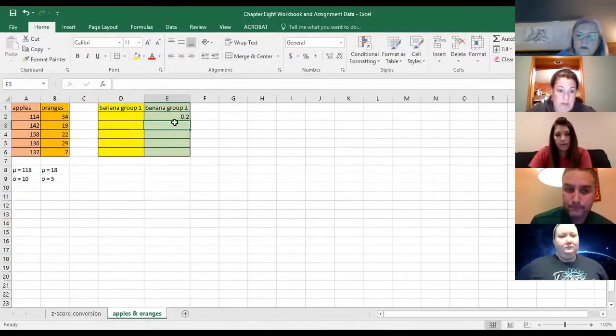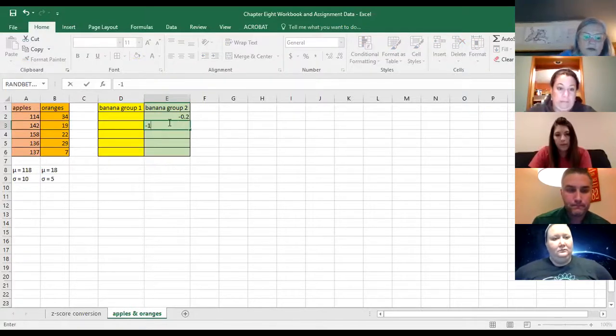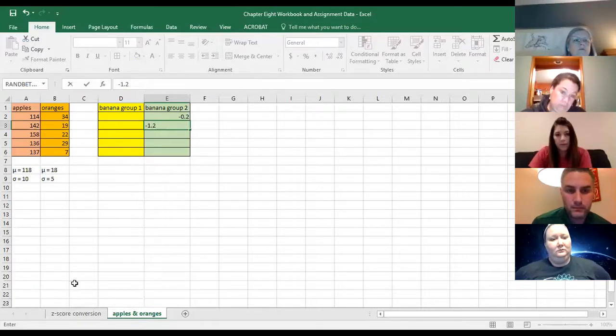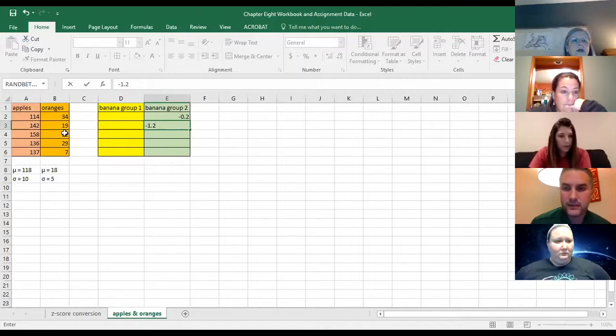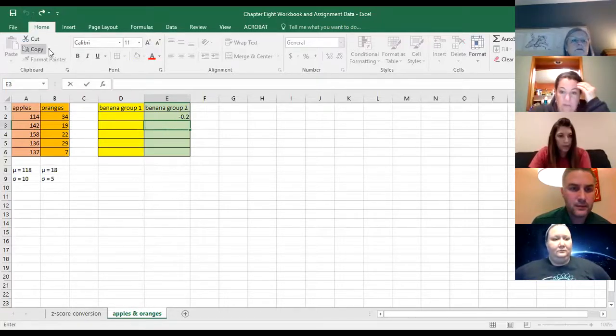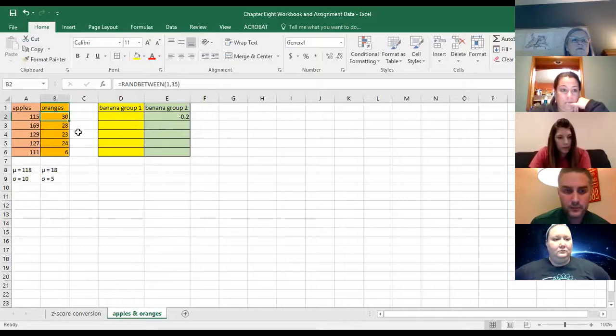Negative 1.2. And so I can put, oh, something changed on me. What happened here? Did all my values change over here? Yeah. I hit some stuff. Let me go back. I've got too many things laying on top of my computer, I think. Oh, shoot. Okay, well, I know up here, I had randomized those.